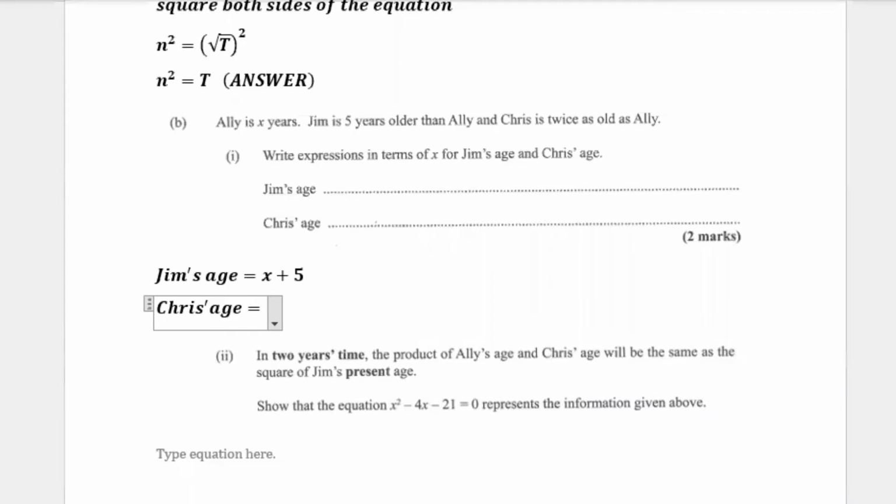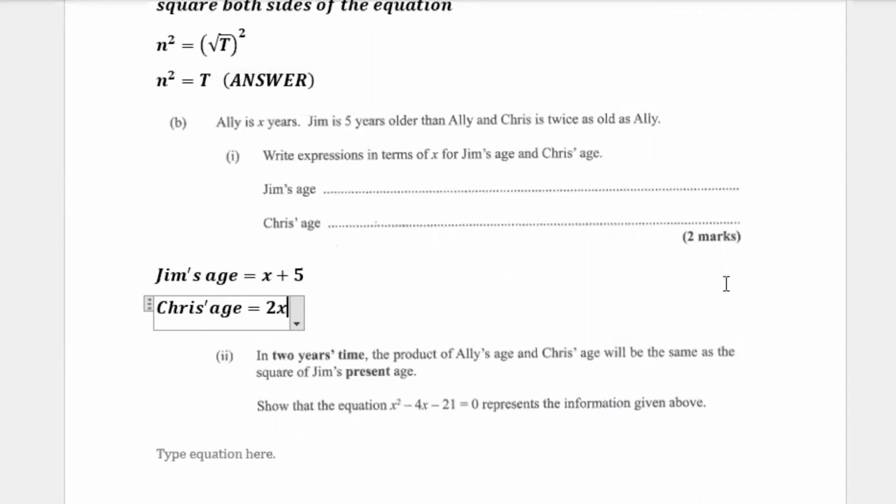So it would be 2 times Ali's age. So it would be 2 times X, and that would give us Chris's age, because remember, all the age comparison is comparing to Ali. So Ali is X, Jim is 5 years older than Ali, and Chris is twice as old as Ali. So it would be 2 times X.